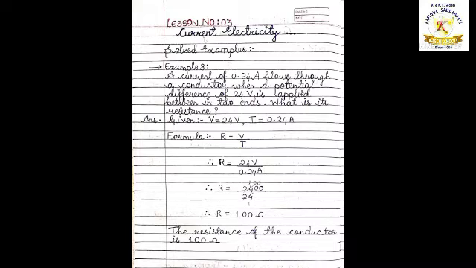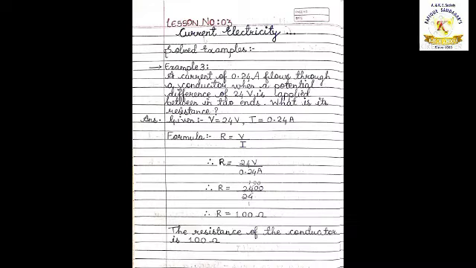So students, moving to the next concept, there are numericals based on resistance and Ohm's law. In our previous lecture, we have seen what is resistance and Ohm's law. So on the basis of that concept, now we are going to solve the numerical. The example number 3. So what's the question? A current of 0.24 ampere flows through a conductor when a potential difference of 24 volt is applied between its two ends. What is its resistance?